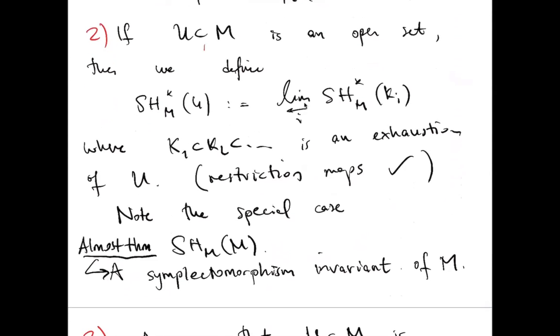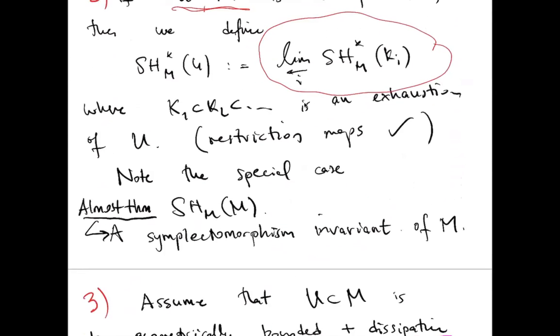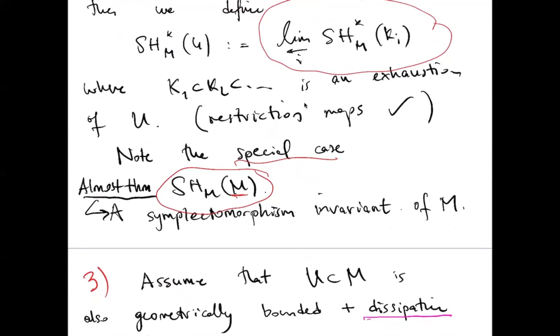So now, if you use an open set, you can take an exhaustion of this open set by compact sets and define an invariant as an inverse limit. And if your open subset, as a special case, is the whole manifold M, then you obtain a symplectomorphism invariant by this procedure. So you take the inverse limit of exhaustion of your manifold, and you take the inverse limit of the relative cohomology groups associated to each of those compact sets.